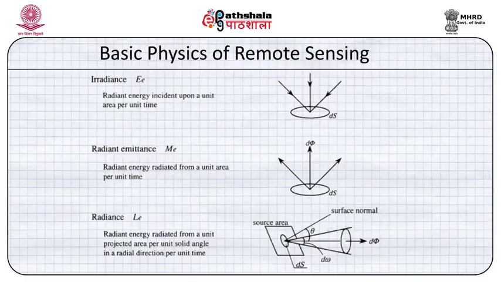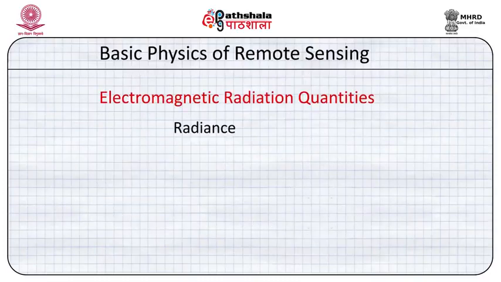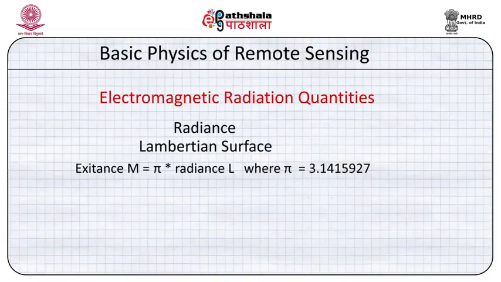Now, another issue under this e-learning module is the Lambertian surface, which is the plane source or surface for which radiance L does not change as a function of the angle of view. It is called Lambertian, which is known as a perfectly diffuse surface. For a Lambertian surface, we have exitance M equal to pi into radiance L. Now, the second issue under this is the spectral quantities.